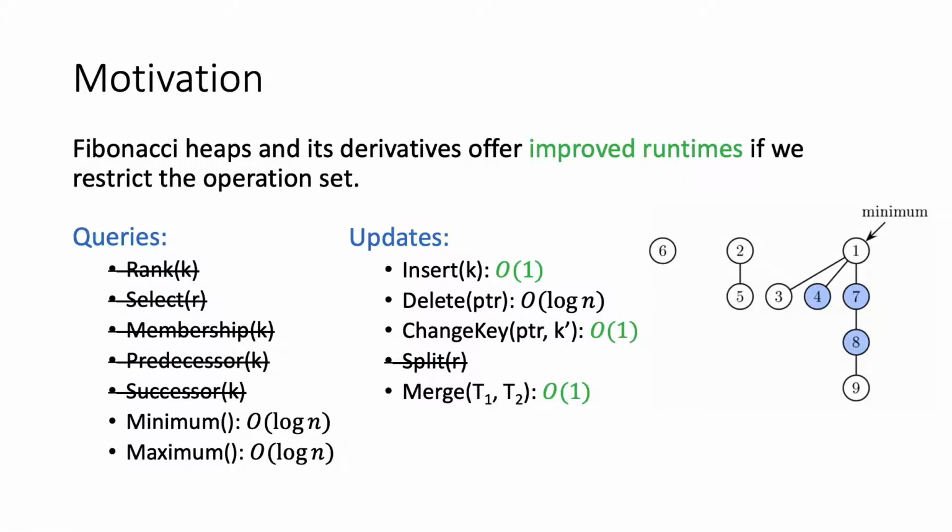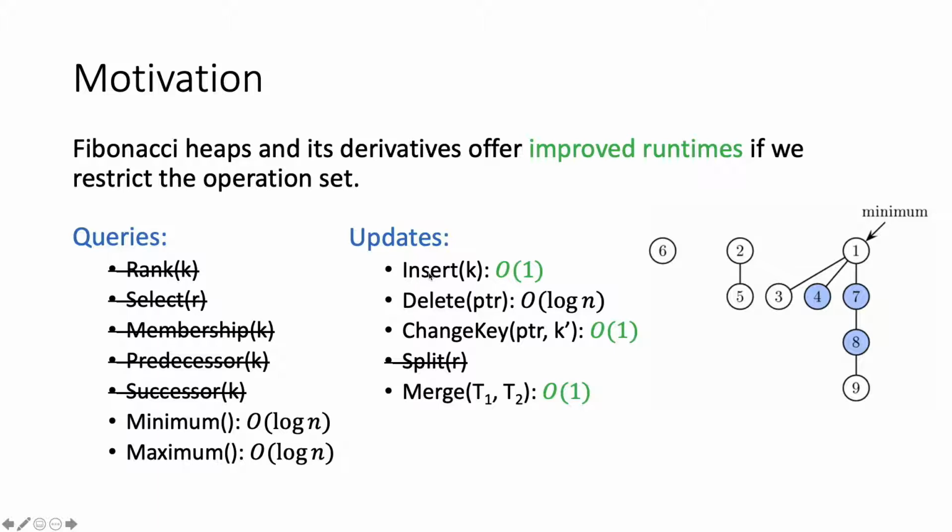The motivation for this is the theory of efficient priority queues. We have Fibonacci heaps and derivative data structures that offer improved runtimes if we restrict the operation set. So if we only ask for these extrema queries and don't worry about any rank other than minimum or maximum, then we can get these updates.